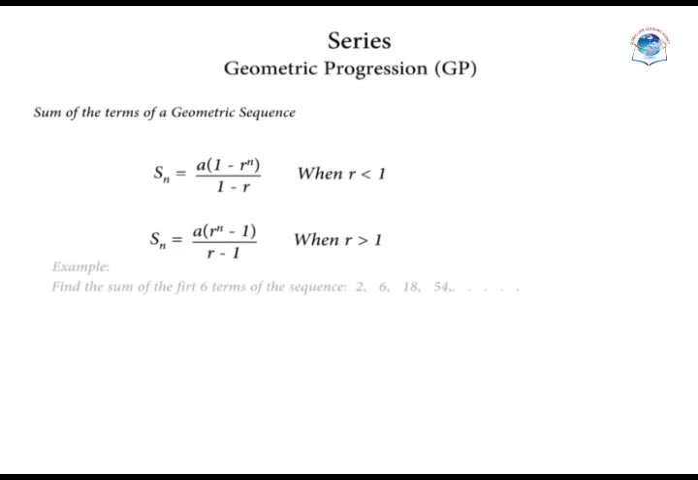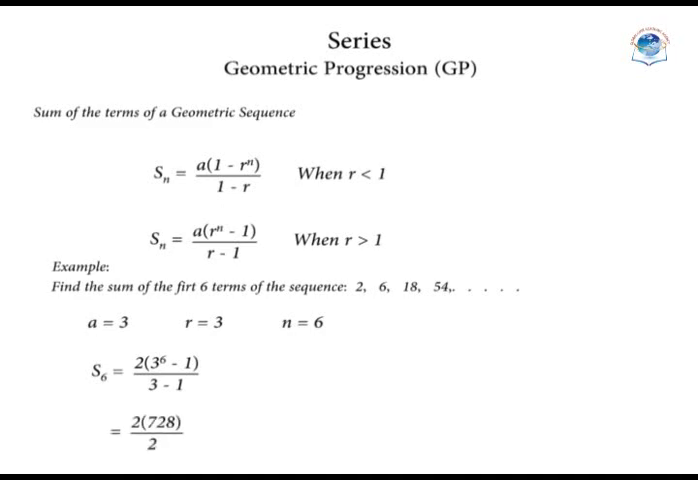For example, find the sum of the first 6 terms of the following series. In this sequence, A is 2, R is 3, and n is 6 because we are looking for the 6th term. In this sequence, R is greater than 1. So we apply the second formula. S6 is equal to 2 into 3 raised to power 6 minus 1 over 3 minus 1. That gives us 2 into 728 over 2. The 2 cancel out and we get 728.